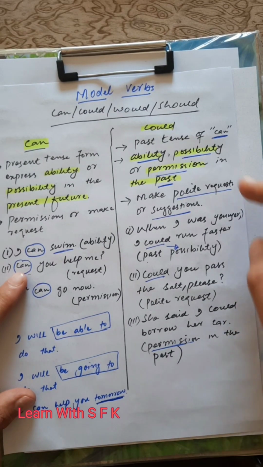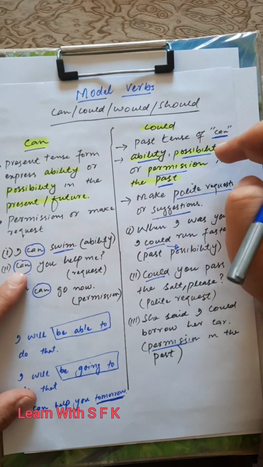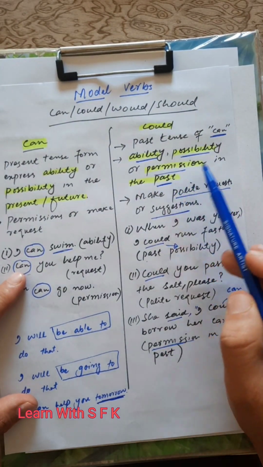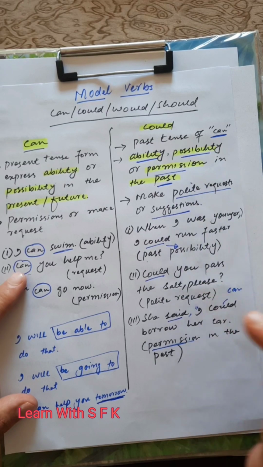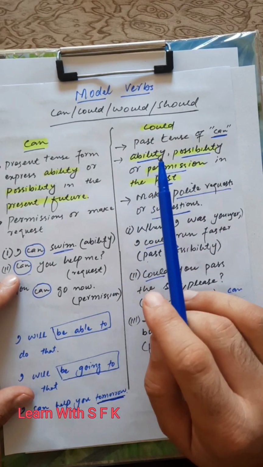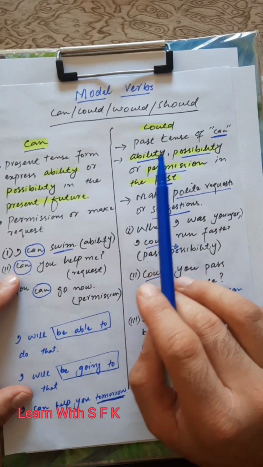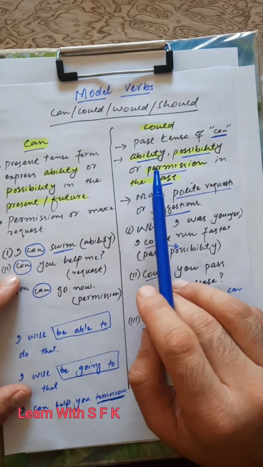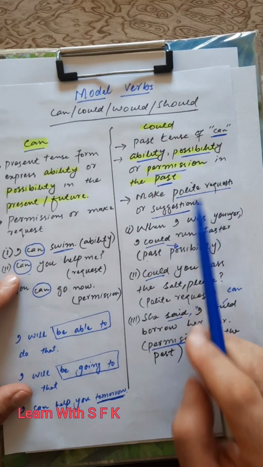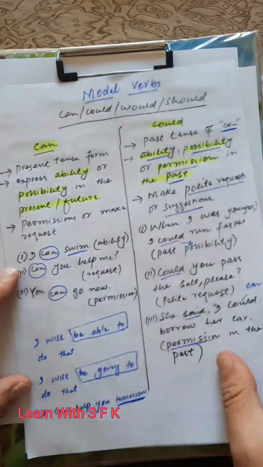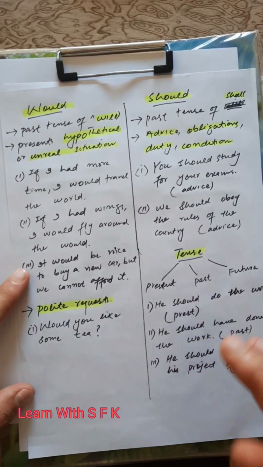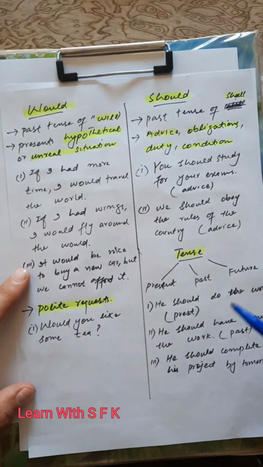So here we used could in the sense of ability, possibility or permission in the sense of past tense, but the use and the functions of can and could is approximately same. Both of them are used for ability, possibility or permissions or asking polite requests. Now we have another modal verbs, that is would and should.